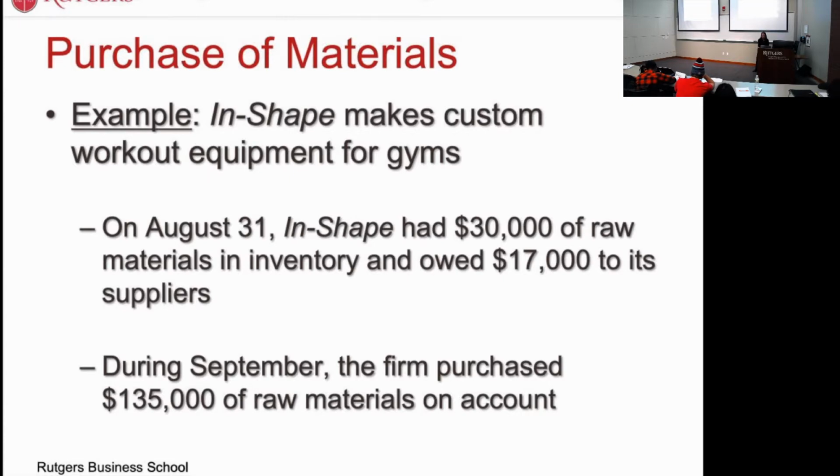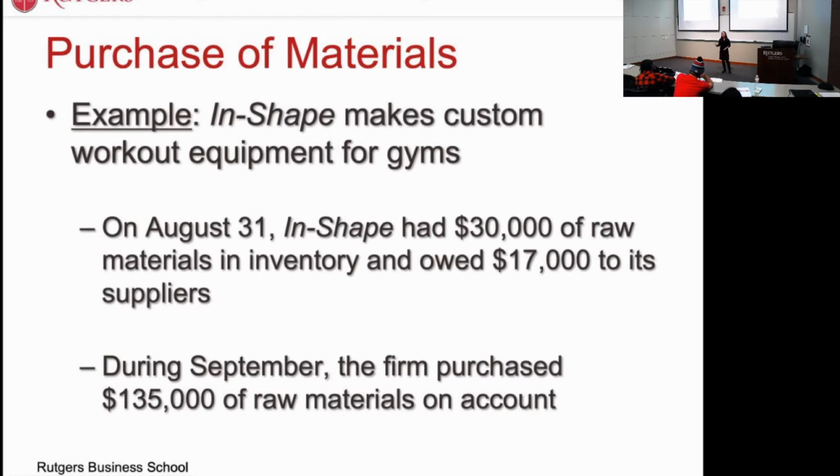And the second piece of information is that during September, the firm purchased some amount of raw materials on account. So now the question is, we want to record the entries for the transaction of purchasing raw material in September. But I want you to answer what this 30,000 of raw materials means at the end of August.